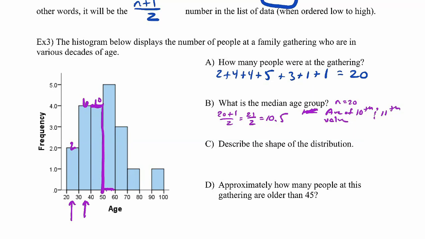So it's not even a median age group. 50 is right in the middle here. So the median age is 50.